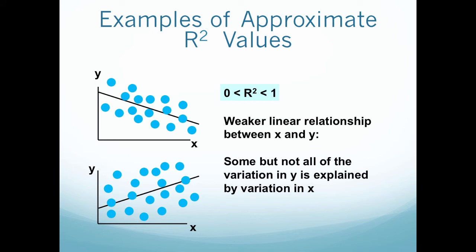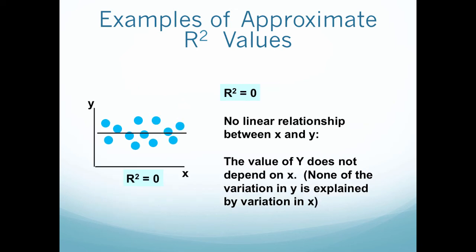Okay, so here, this is showing you how it looks a little bit differently. This is what it looks like to have r squared between 0 and 1. So notice the points aren't exactly on the line, but they're still somewhat close to the line. So we would call this a weaker relationship between x and y. And then here, this is a very weak relationship. They're still kind of clustered in the same general direction, but they're not really close to that line. So here, some but not all of the variation is explained by the variation in x, or some but not all of the variation is explained by my linear model.